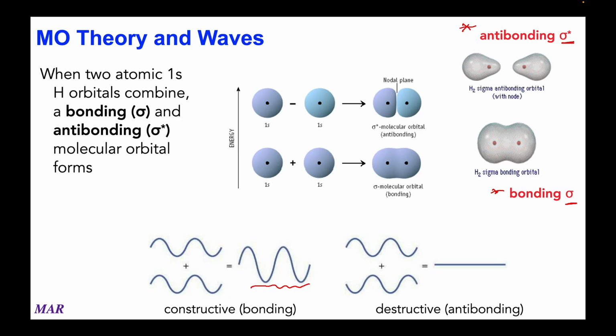On the other hand, you can have two waves combine in destructive ways, and that basically cancels out the wave. And this is where the anti-bonding comes from. So when two atomic orbitals come together, you're going to have a bonding one, which makes the molecule stronger, and an anti-bonding one, which makes it weaker.